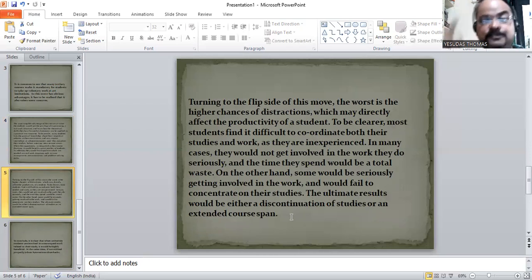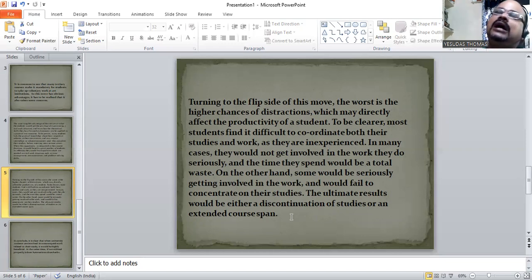So turning to the flip side of this move, the worst is the higher chances of distractions, which may directly affect the productivity of the student. So we have distractions. Students may get distracted. So let's go ahead and see this more clearly. Most students find it difficult to coordinate both their studies and work as they are inexperienced. They don't have the experience to tackle or to balance between their work and study.